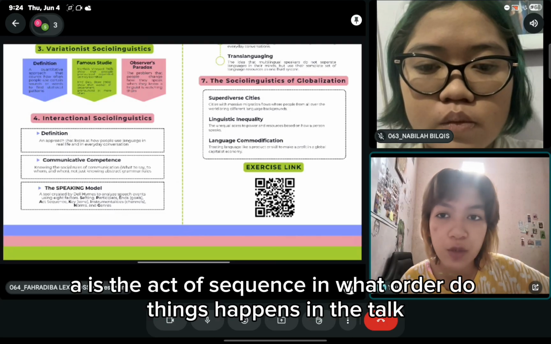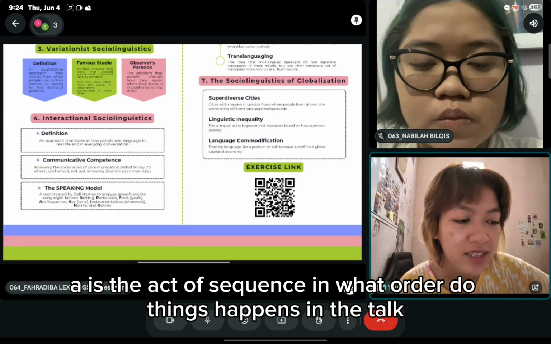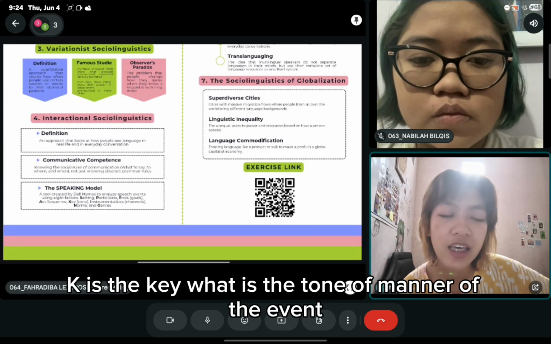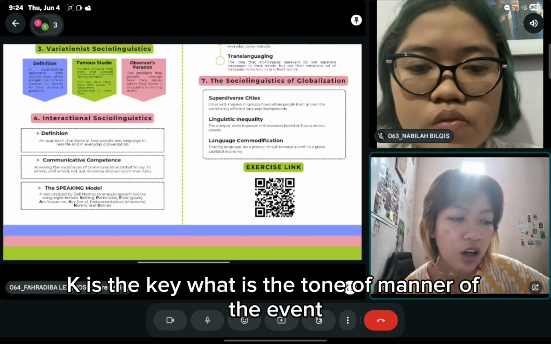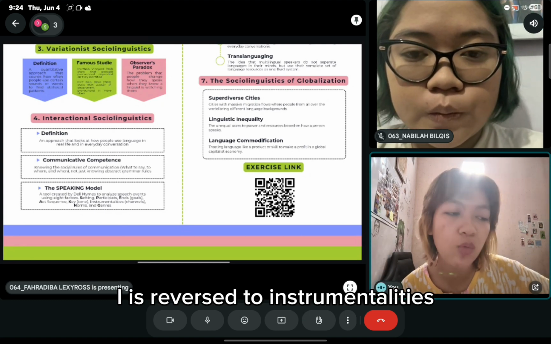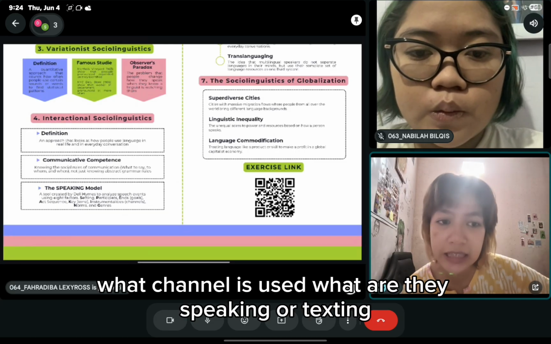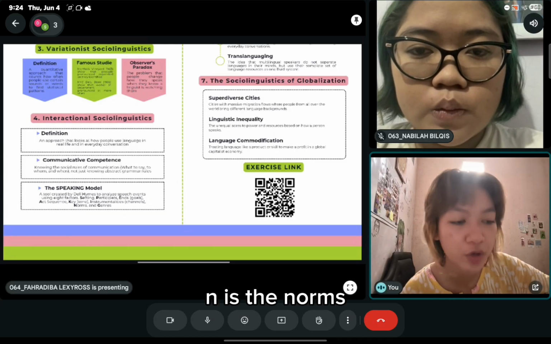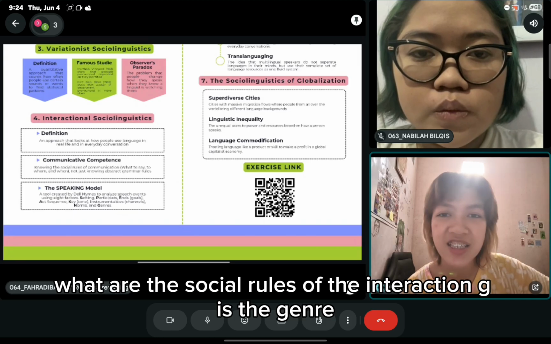A is the act sequence, in what order do things happen in the talk. K is the key, what is the tone or manner of the event. I refers to instrumentalities, what channel is used, are they speaking or texting. N is the norms, what are the social rules of the interaction. G is the genre.